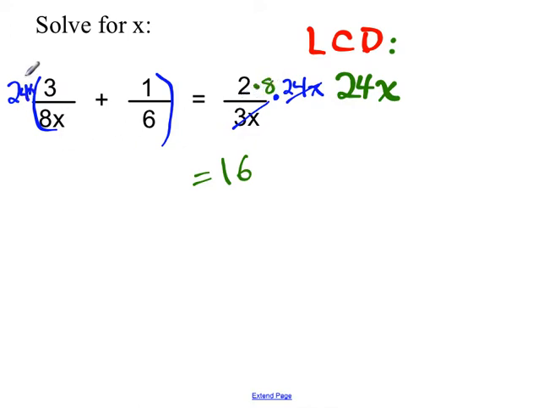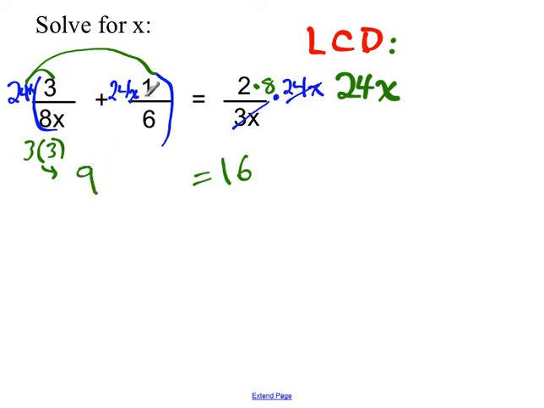On the left, let's not forget that we're multiplying both terms here by 24x. If you want, you can write it in here as well. The first one, 24 divided by 8 is going to be 3. So I'm going to have a 3 left over. And once again, we have x in the numerator and x in the denominator. Those are going to cancel. So I have 3 times 3 left over, which is going to give us a 9.